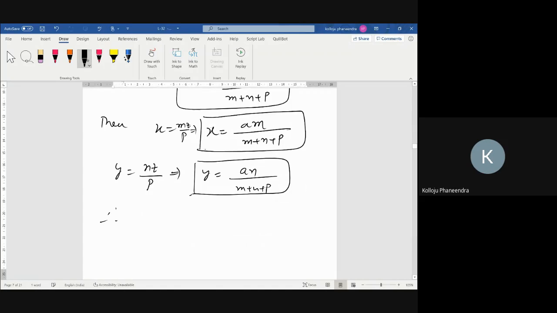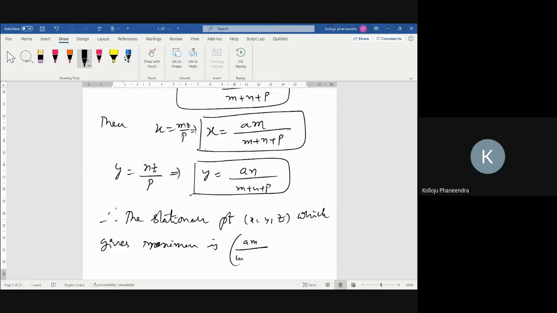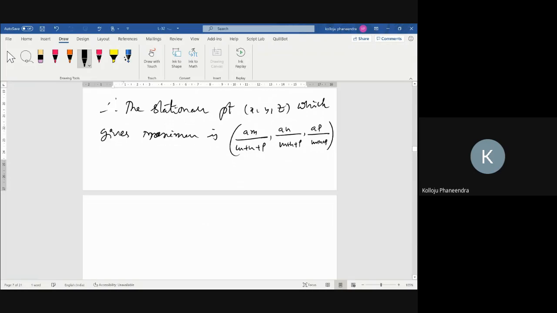Therefore, the stationary point x, y, z, which gives maximum, is, you write, what is this? am by m plus n plus p, an by m plus n plus p, and next one, what is this? ap by m plus n plus p. And what is the maximum value? The maximum value of f is, what is that?